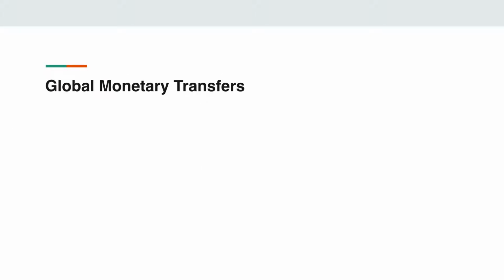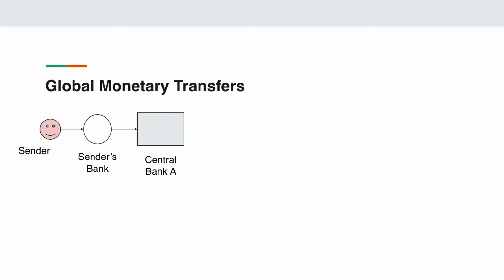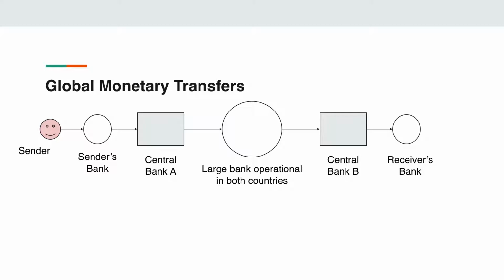The complexity of intermediaries gets more interesting in global monetary transfers. The money flows from sender to the sender's bank, then to the central bank in the sender's country, to get the money to the central bank of the receiver's country, then to the receiver's bank, another intermediary is introduced. There is no trust between central banks, therefore central banks use a large bank operational in both the sender's and the receiver's country as an intermediary. This means that the intermediary chain in global transfers is even longer. 5 intermediaries have been utilized as seen from the diagram to link the sender to the receiver.